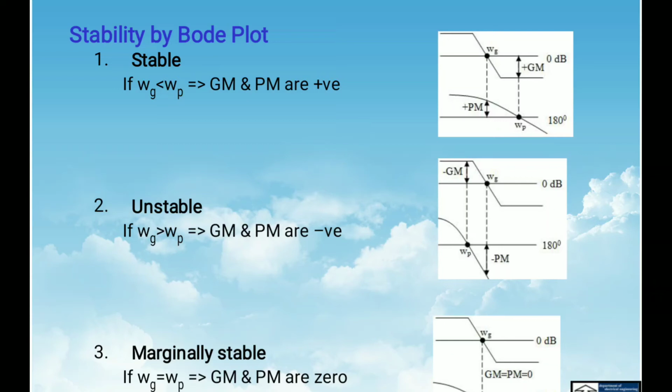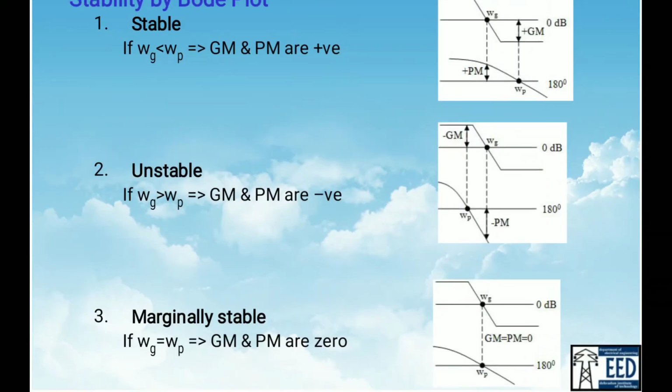When omega GC is less than omega PC, the system is stable, because both gain margin and phase margin are positive in this case. When omega GC is greater than omega PC, meaning it comes later than omega PC, in that case the gain margin and phase margin both become negative and the system becomes unstable. And when omega GC and omega PC are the same, at that time gain margin and phase margin become 0. Okay, so that is a marginally stable system.